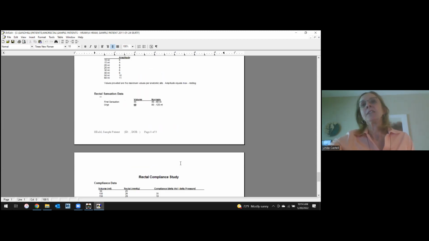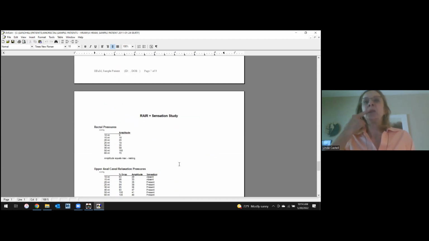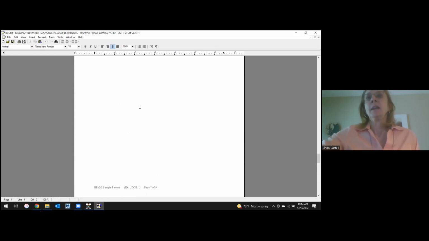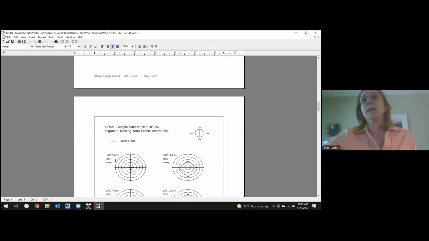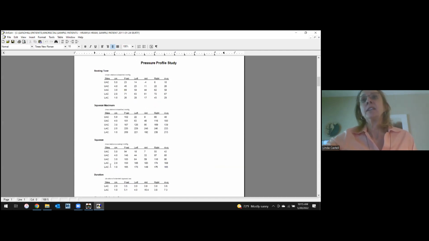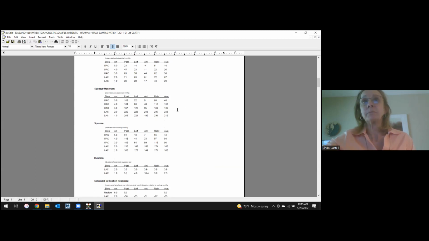All right. So this was a normal study, but here are the things you're going to look for if your patient presents with incontinence. First of all, your resting tone. Is that tone greater than 50 millimeters of mercury? If it was less than 50, maybe it's too floppy, and maybe that's what's contributing to the incontinence. If you had asymmetry, that's a keyhole defect. Maybe that's where the leakage is coming from.